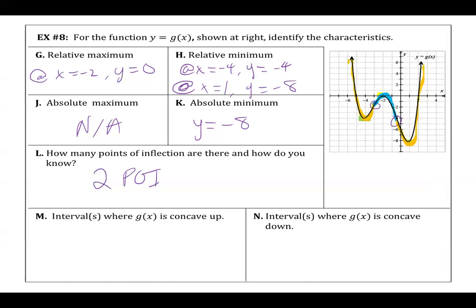Okay, then it asks on what interval where g of x is concave up. In order to find the interval, I'm going to have to find the POI for each one. So here, I'm going to just call this P1, and I'm going to call this guy P2. Remember, to find our POI, all we're doing is find the average, right, between our max and min points.